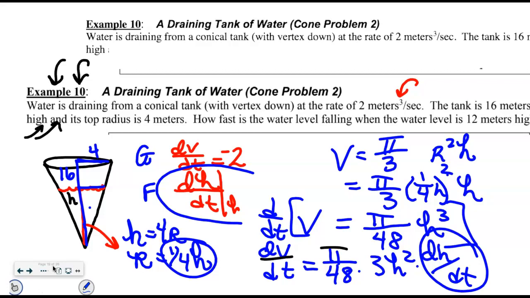All right, so then we go put our V in. What's going in for V? -2. And our h is, I've erased it. What was it? 12. When h is 12, you'd plug all that in, solving it for dh/dt. Did you already do it? What was it? -2 all over 9 pi.